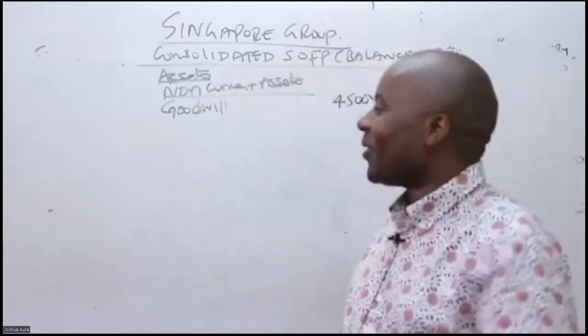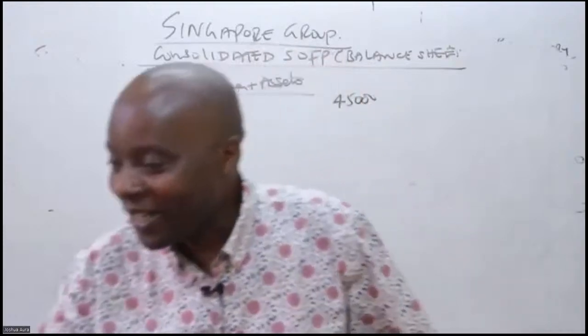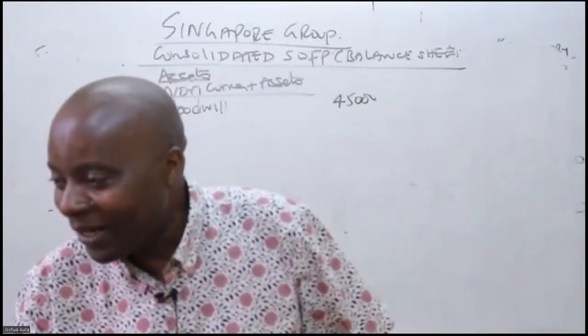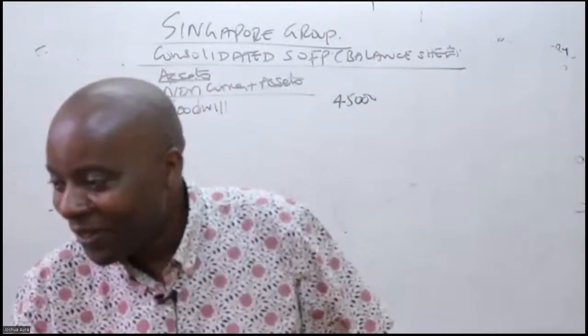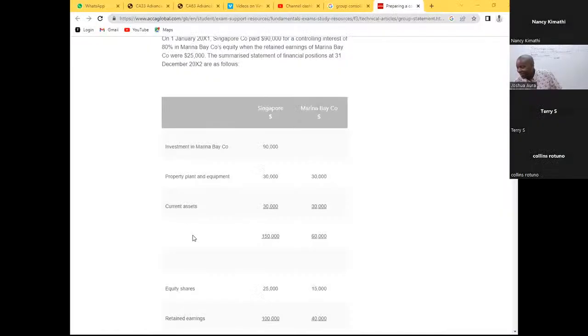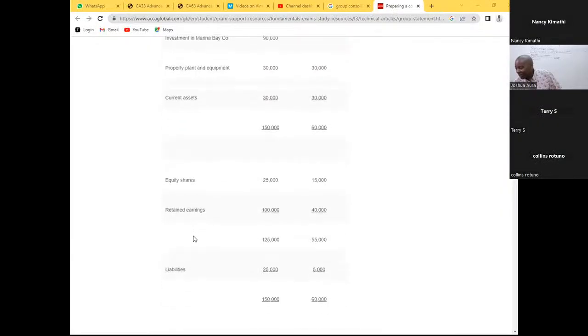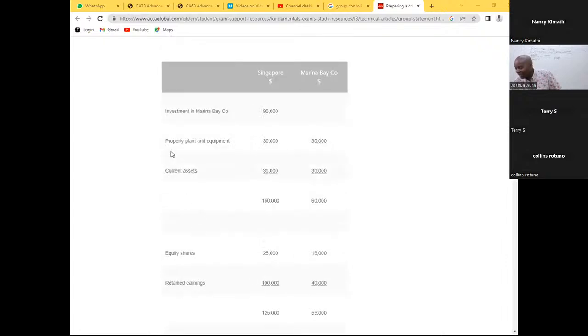We shall overcome goodwill. So from there, come and give us PPE. Evelyn, I will take a screenshot of that advice and take it somewhere. Don't worry. PPE. So I'm consolidating. I can see there is PPE of Singapore of 30,000 and the Marina 30,000.